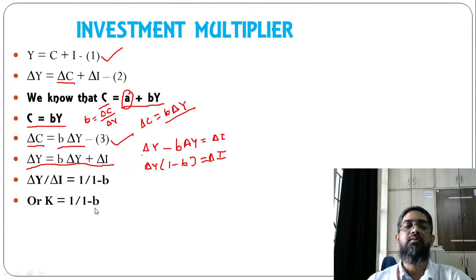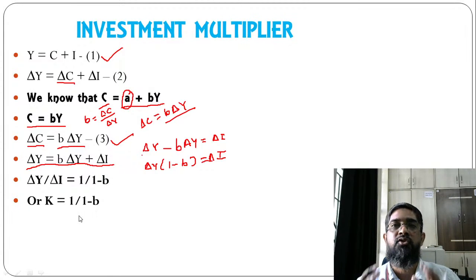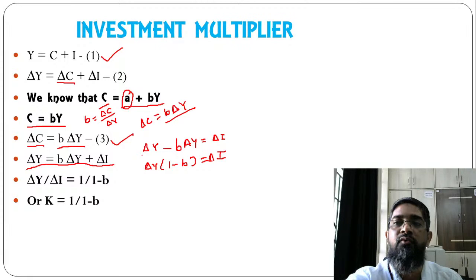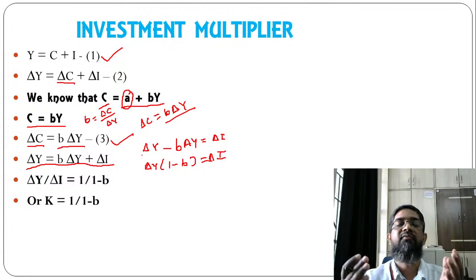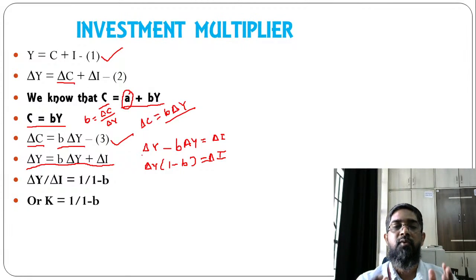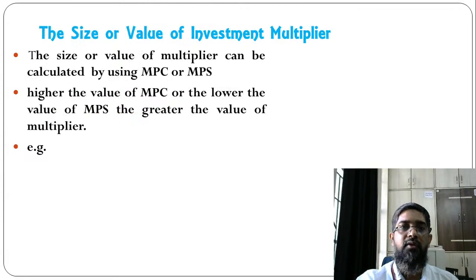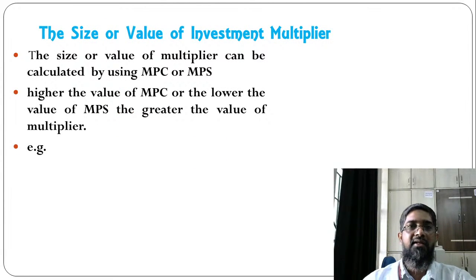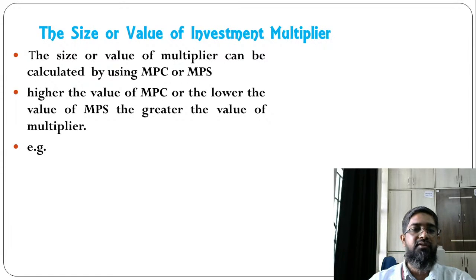Now this b is the marginal propensity to consume. Suppose there is an increase in income by 100 crore in the economy. All 100 crore will not be consumed, a part of it will be saved. For example, the propensity to consume is 0.8 or 80%.